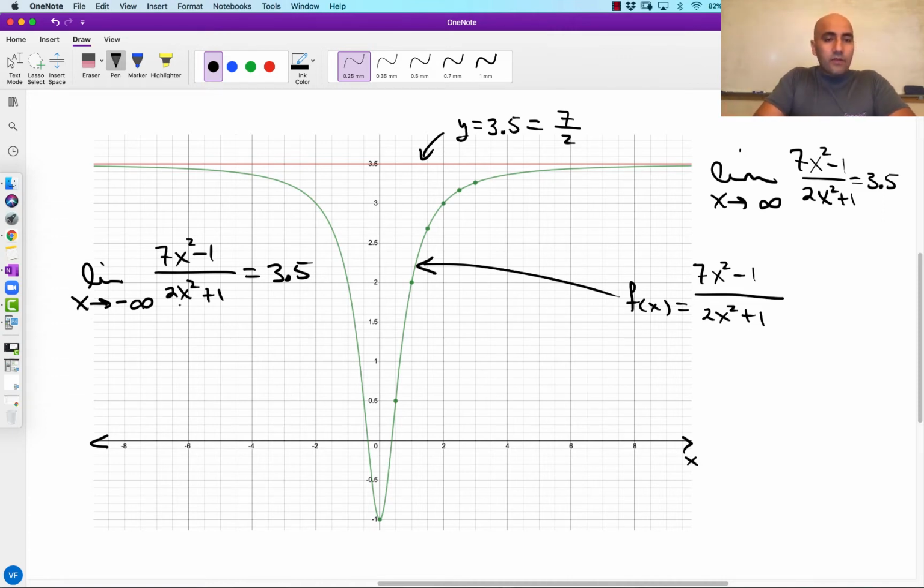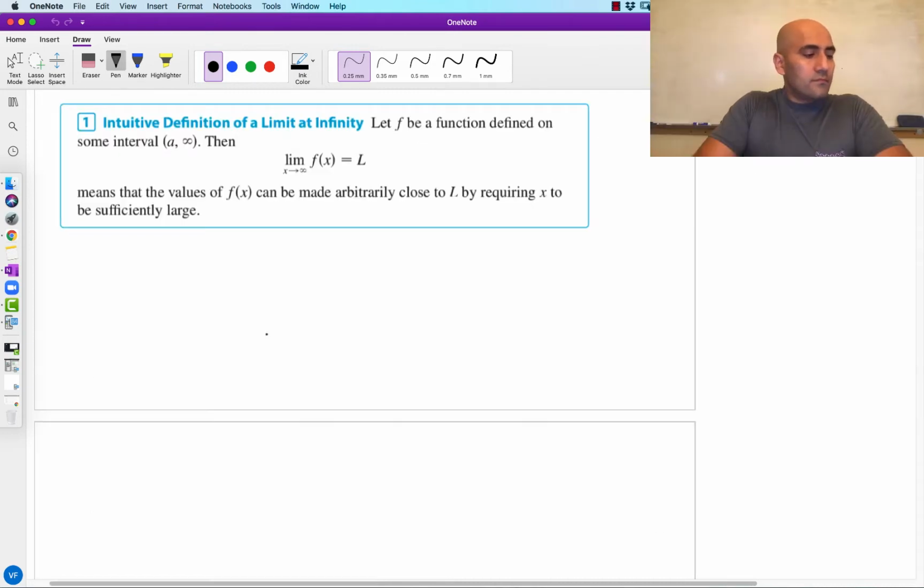All right, let's look at the formal description of this. Okay, so in general, this is going to be our intuitive definition of the limit at infinity, right? So this is where the input values are heading toward positive infinity. Let f be a function defined on some interval from a to infinity, then the limit as x approaches infinity of f of x is equal to L means that the values of f of x can be made arbitrarily close to L by requiring x to be sufficiently large, right? That's the definition of a limit at infinity.